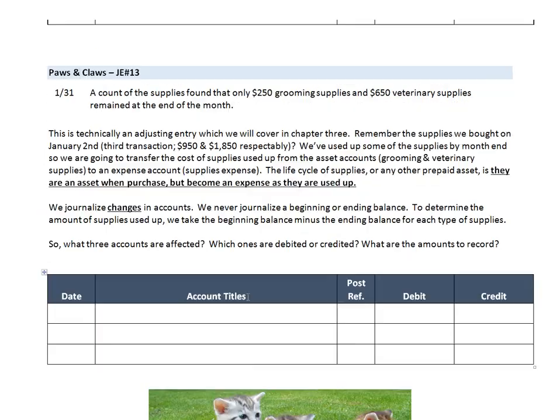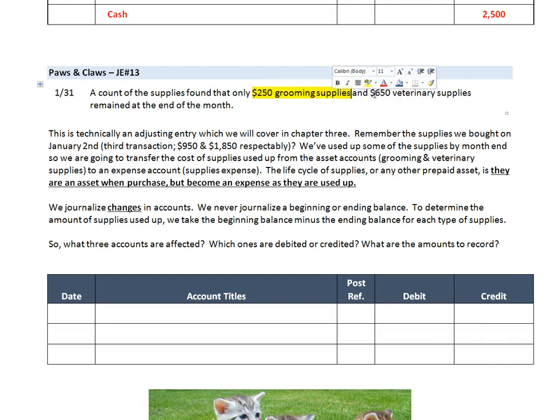Alright, what do we have? Basically one more transaction here. Journal entry number 13. Accounting supplies found that only 250 of the grooming supplies were left and 650 of the veterinarian supplies were left as of month end. So we're at the end of January now, only 250. So we've used up some of the supplies, right?